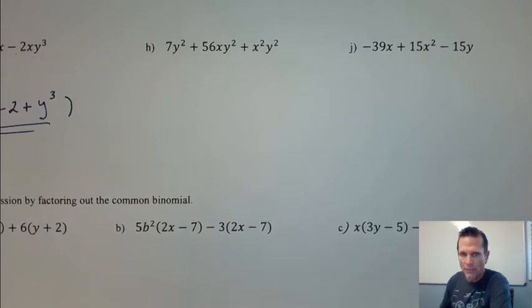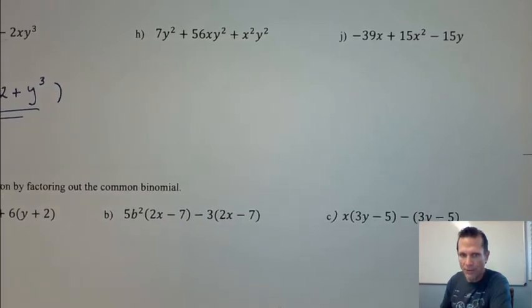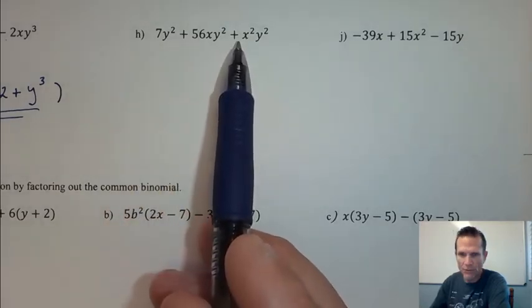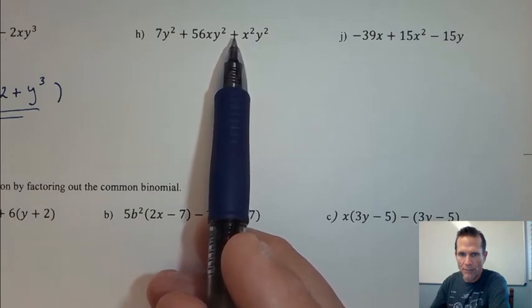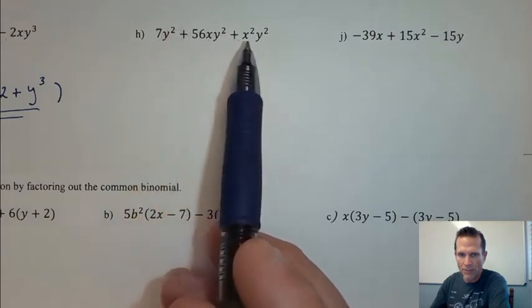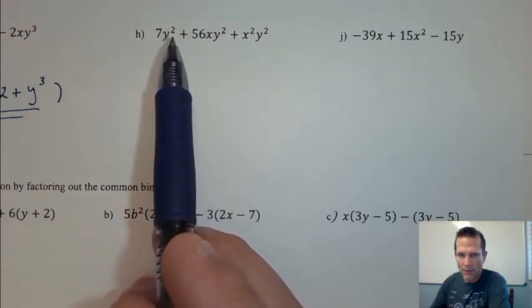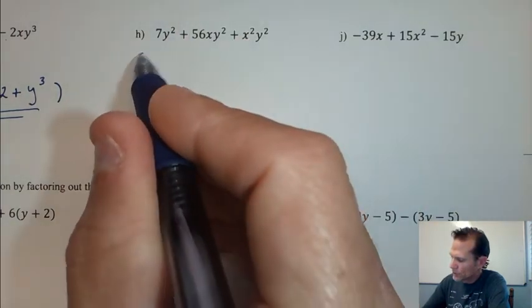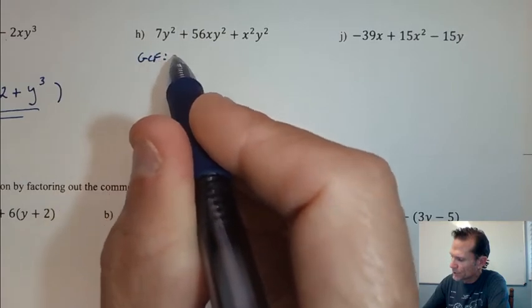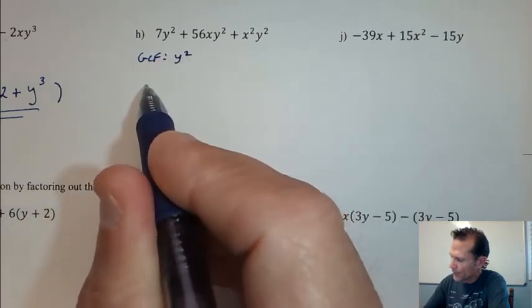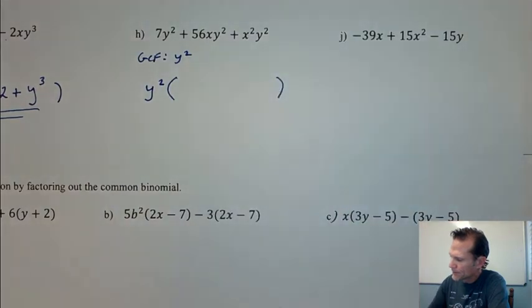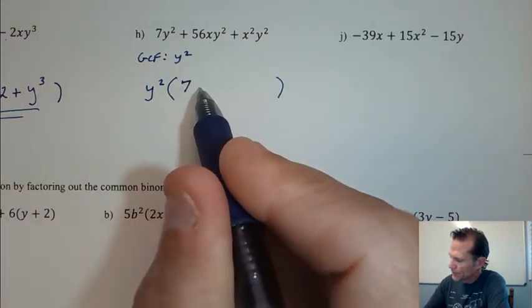All right. This next one, everything's positive, so I don't have to worry about a negative sign. And then looking it over, I can see I don't have a numerical coefficient here. So I just look at the variables and I spot a common y squared in all the terms. So the GCF is y squared. I'll write that out front. Leave my parenthesis and then just fill in what's left.